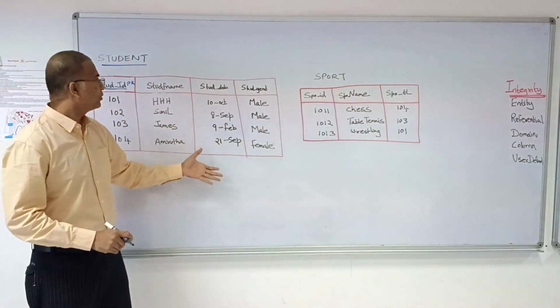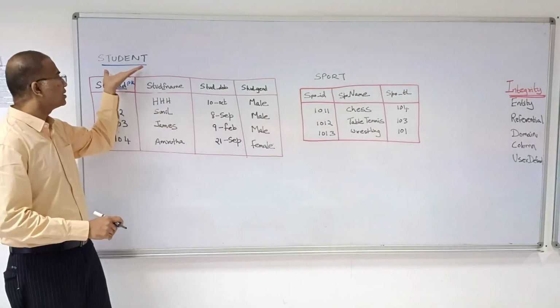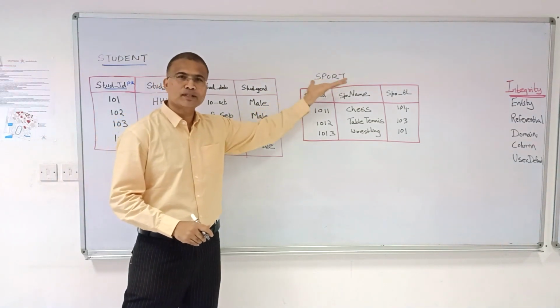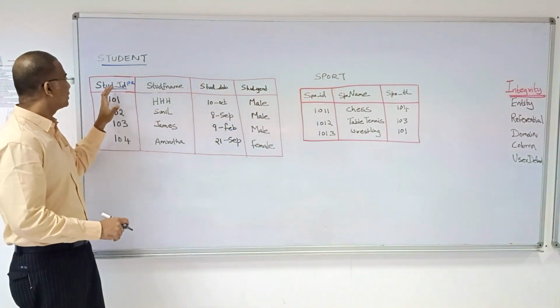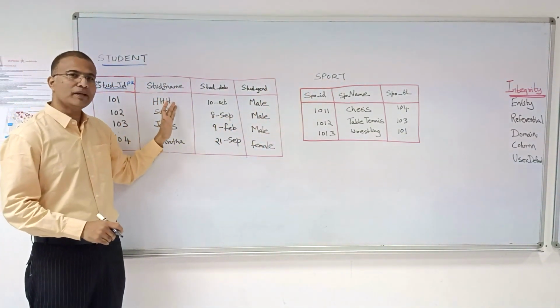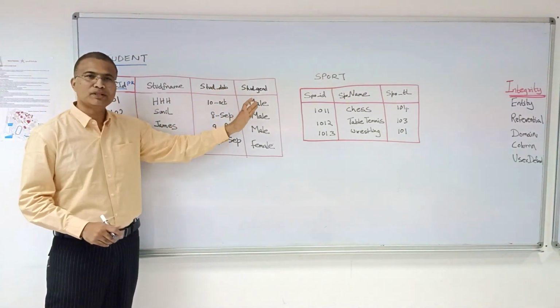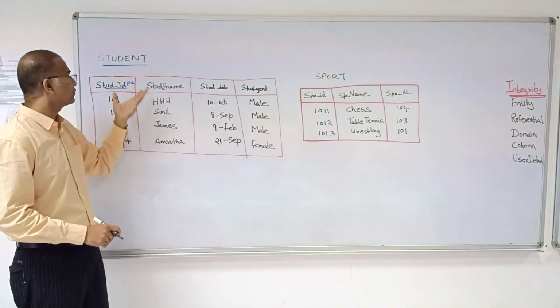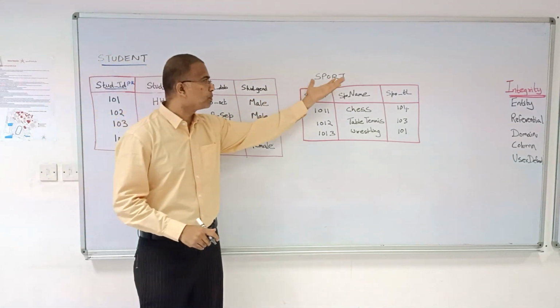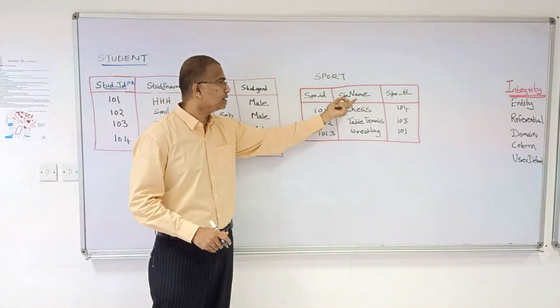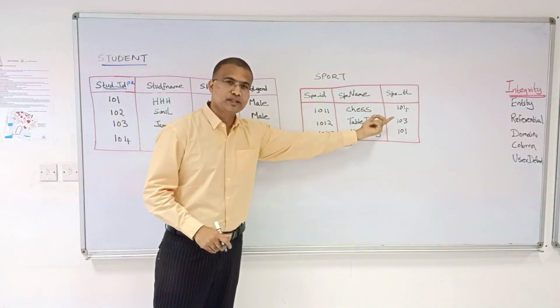Let me start with the scenario. I have two entities. One is student, the other is a sport entity. Simple. A student entity has a student ID, student F name, student date of birth, student gender. The characteristics of student entity. I have sport entity which has the sport ID, sport name, and the sport team leader.